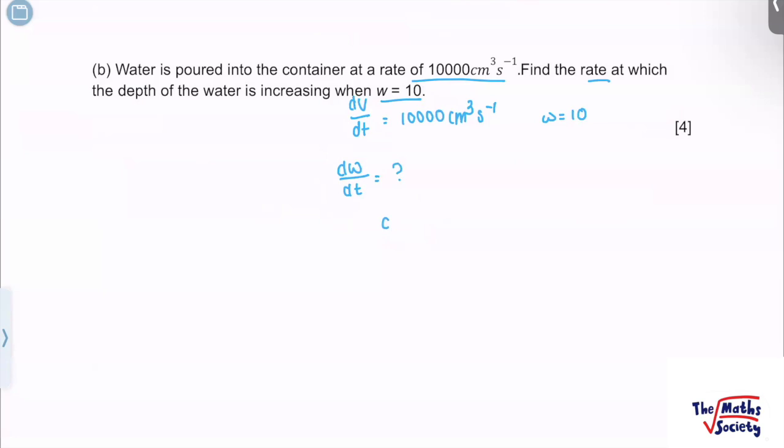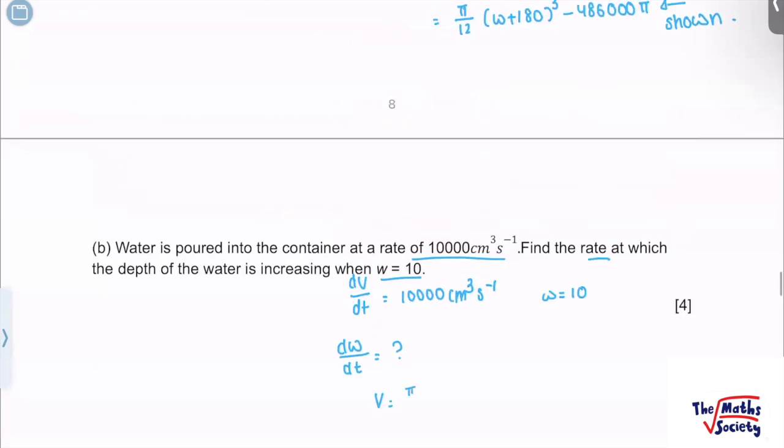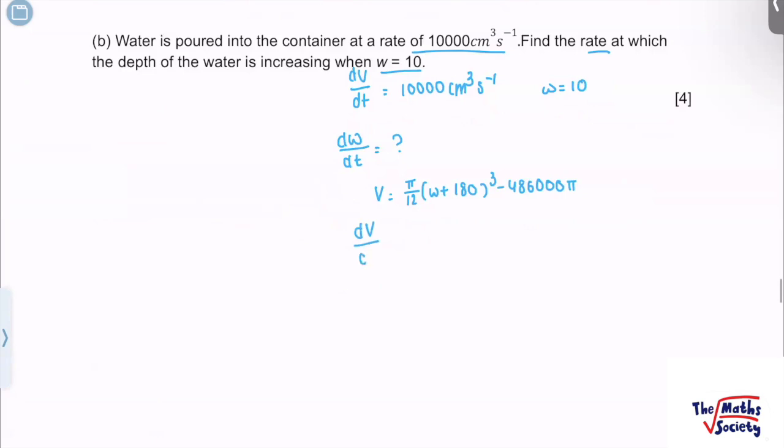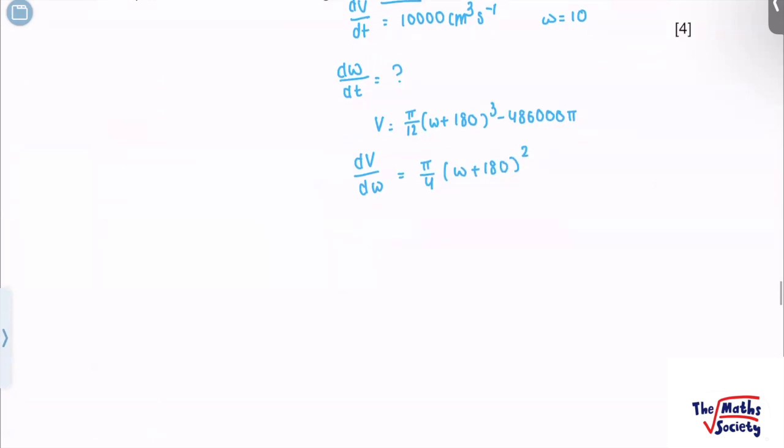So then V was equal to 5/12 (w plus 180) cubed minus 4 times 6000π. And then you have dV/dw, that's going to be π/4 times (w plus 180) squared. And that's just going to be π/4 multiplied by 190 squared, because w is going to be 10, so you have 190, and you have 9025π.